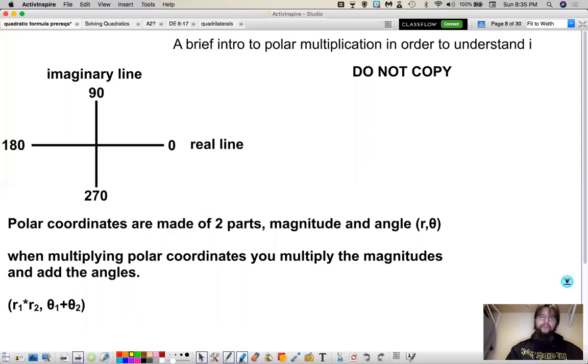But here we go. Again, this is just to discuss where i came from. You're not going to have to reproduce this. You're not going to be asked about it. This is just for your information, so you understand that, oh yeah, i is actually a thing.